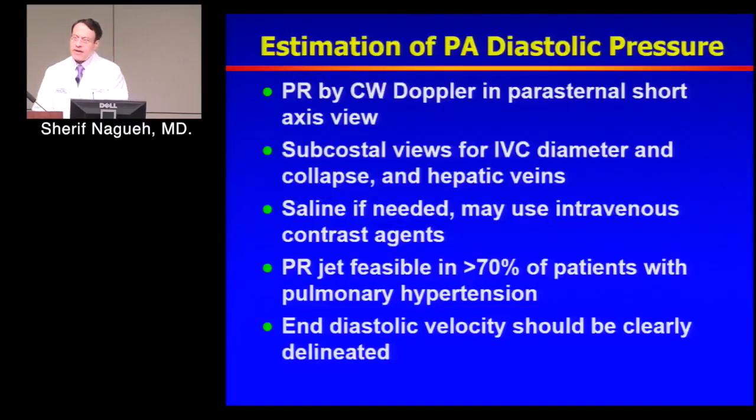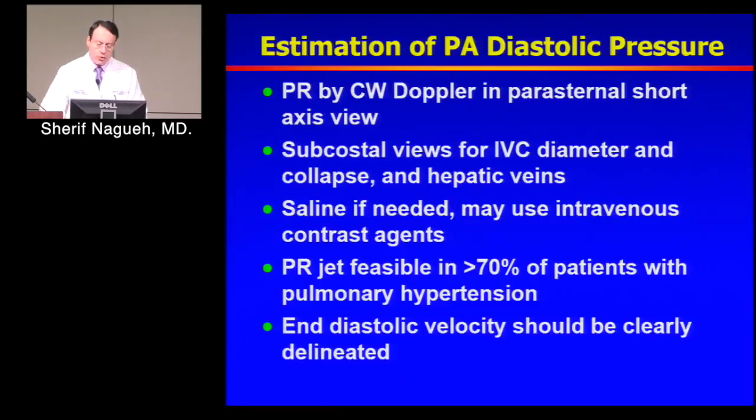Less frequently recognized and measured is the PA diastolic pressure. We record the PR signal by continuous wave Doppler in the parasternal short axis view. We still need an estimate for RAP, so we want the subcostal views to look at the IVC and hepatic veins. Again, if you do not have a complete jet, you can give saline. The feasibility of recording satisfactory PR signals in general is lower than the feasibility of recording TR jet by continuous wave Doppler. Still, it can be decent in patients with pulmonary hypertension.